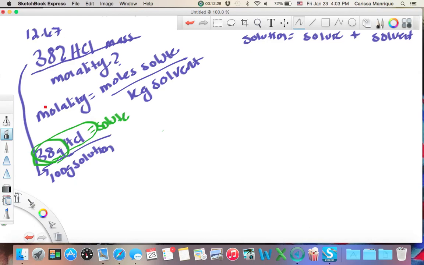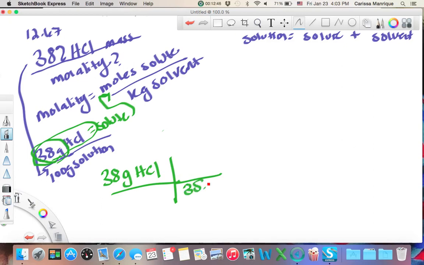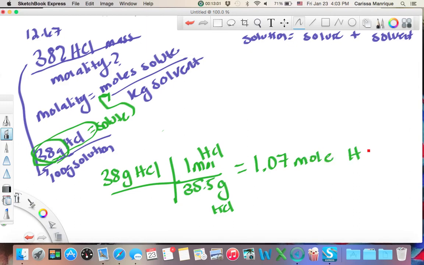Now, in molality, we want to convert this to moles. So if we have 38 grams of hydrochloric acid, how do I put that into moles? Well, anytime you go from grams to moles, you always use molecular weight, okay? So there are approximately 35.5 grams per 1 mole of hydrochloric acid. When we do this, we get about 1.07 moles of hydrochloric acid. That's great. That's the first part solved.